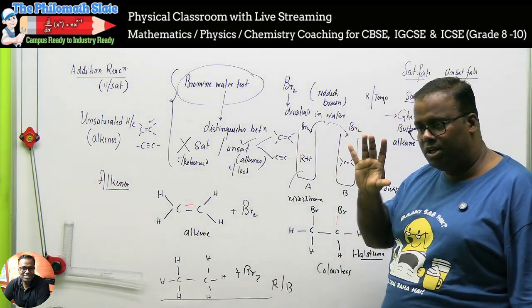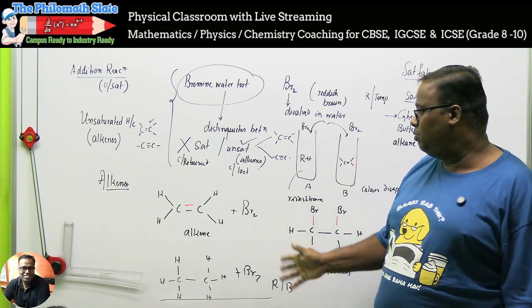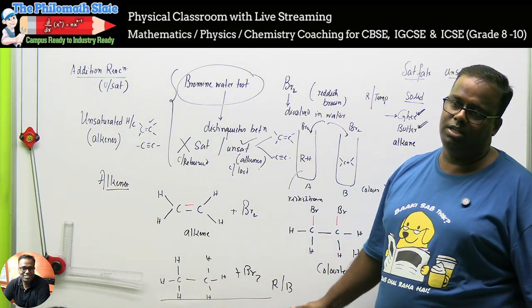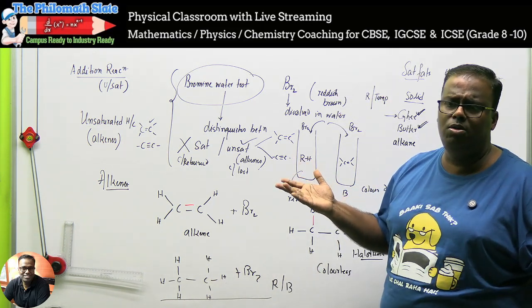Bromine water, being reddish brown in color, when it reacts with unsaturated hydrocarbon, loses its color. But with saturated hydrocarbon, the color is retained. Why do saturated not react with it? They're already saturated.